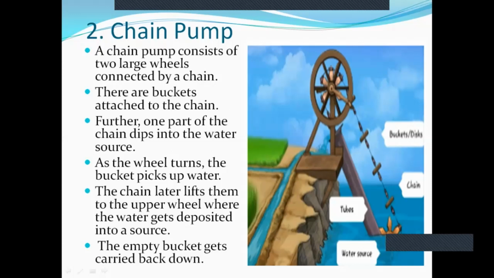The buckets pick up the water. The chain lifts them to the upper wheel, and there the water gets disposed. Can you see here the water has been disposed, and the empty buckets get carried back to the source, that is, to the water resource. This is quite interesting, right? The name itself suggests what? Chain pump means a chain is involved in this particular system.